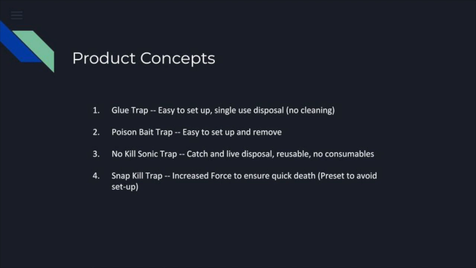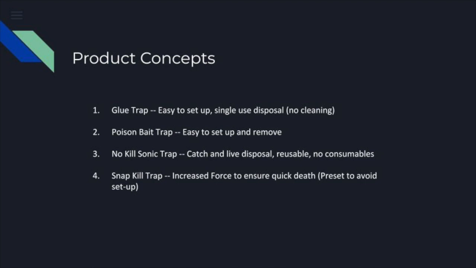Second, a poison bait trap, which is easy to set up and remove. Third, a no-kill sonic trap, which would catch and possibly lead to live disposal, and is reusable. The product is reusable, and there are no consumables involved in that. The sonic emission is what attracts the mouse to the trap.